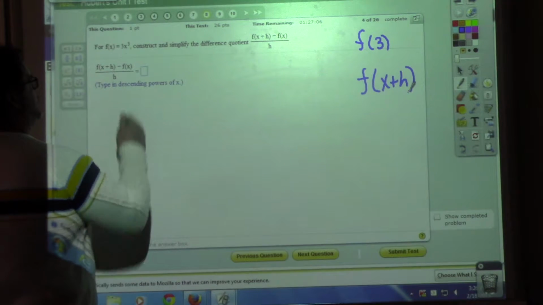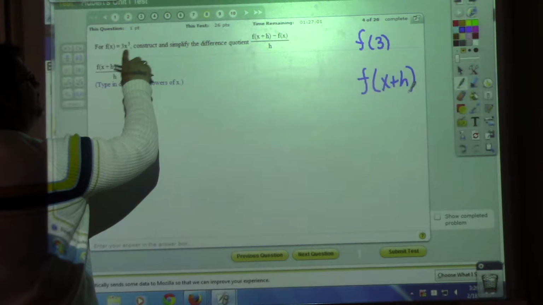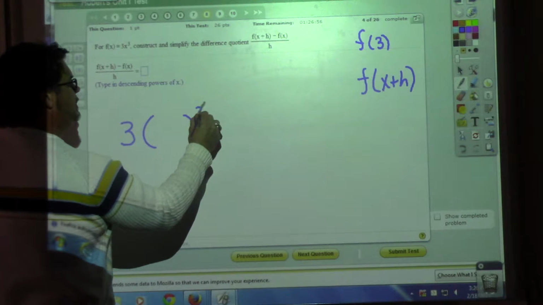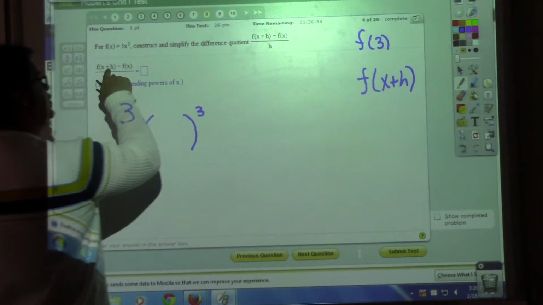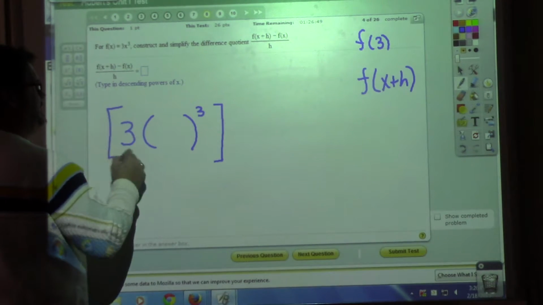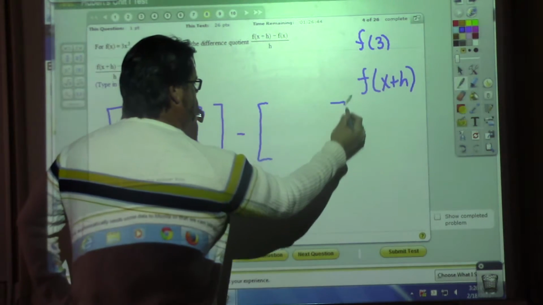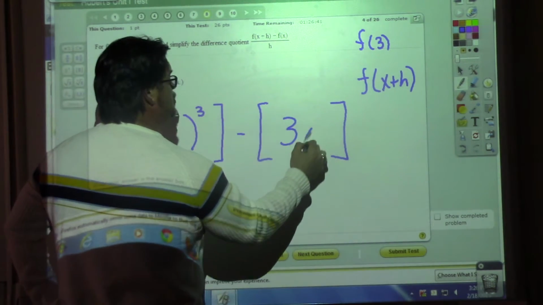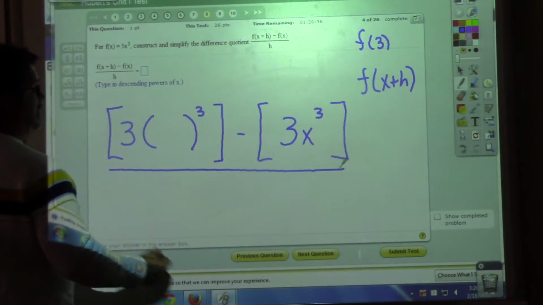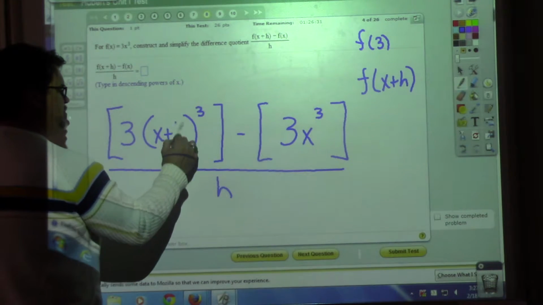Okay? So, well, Hubert, what do we do? Well, this is f of x, isn't it? So, we're going to write that. But the first one we're going to write is going to have a big set of parentheses. Why? Because we got to plug in what? That x, x plus h. Minus, I'm going to draw brackets, minus f of x. So what is f of x? 3x to the third over h. And what goes in here? X plus h.